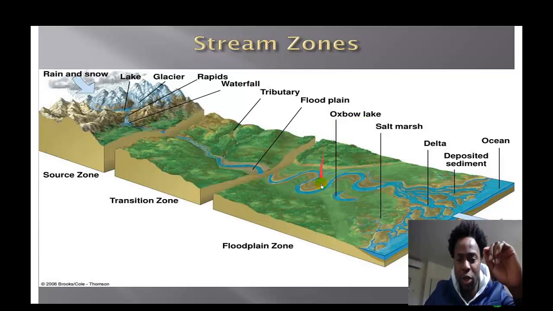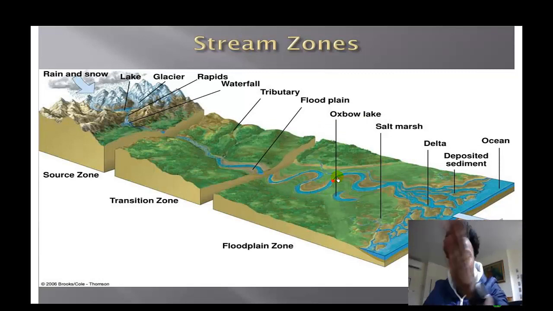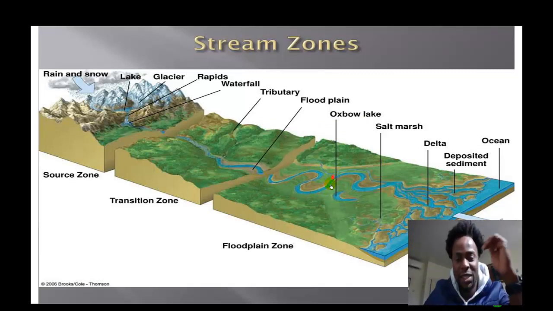Then you have your Oxbow Lake. Oxbow Lake is as a result of excessive meandering of the river, when the river begins to snake all around, and then as a result of the excessive snaking, it can end up being cut off. And then you have a little Oxbow Lake being cut off there. Usually it's like a bowl, hence the name Oxbow Lake.